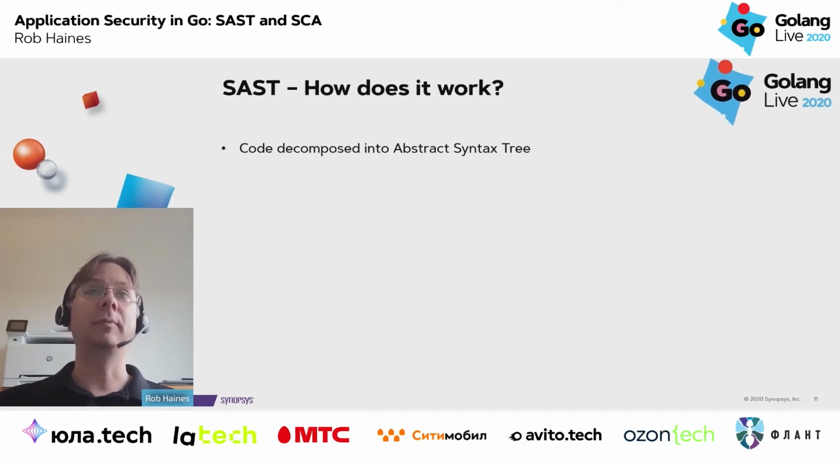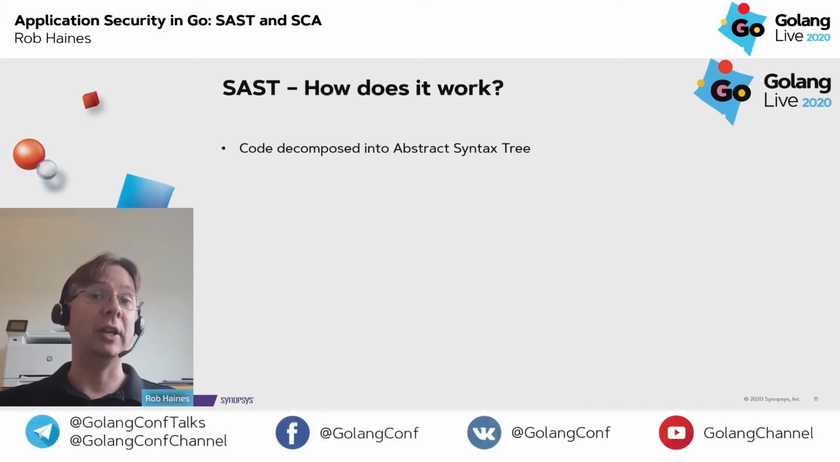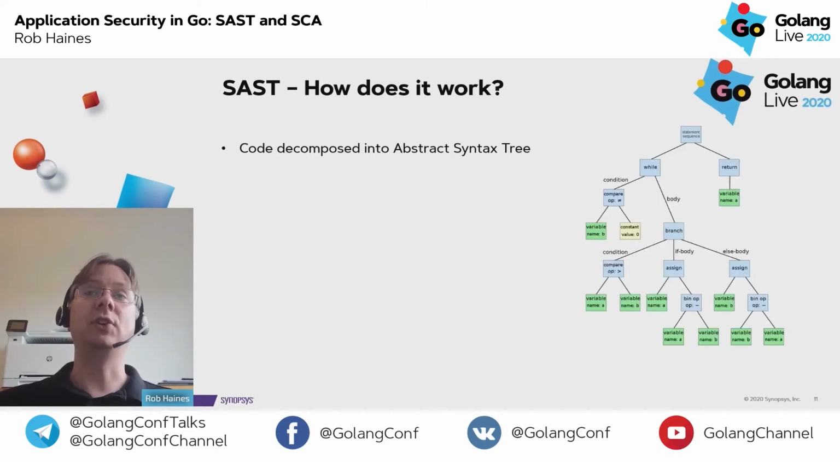So how does it work? When you're running SAST, which is run on your source code, in most cases (some tools do actually run it on bytecode for languages like Java, but in general for Go) you're going to be looking at source code. The code is decomposed into what we call an abstract syntax tree, or AST. And this is really an internal representation of your code.